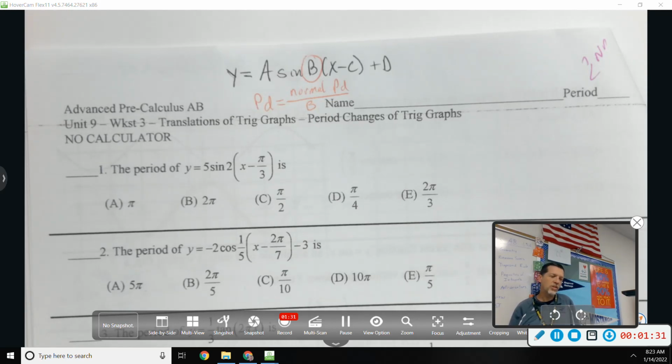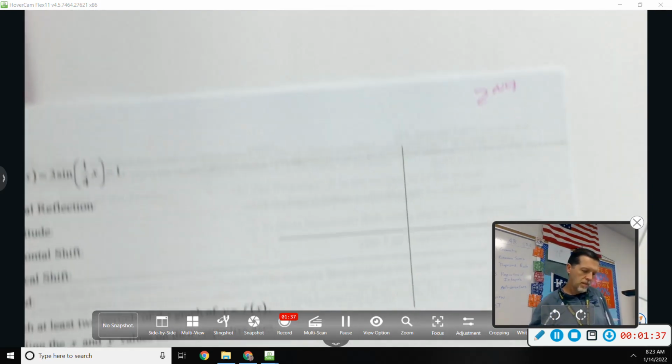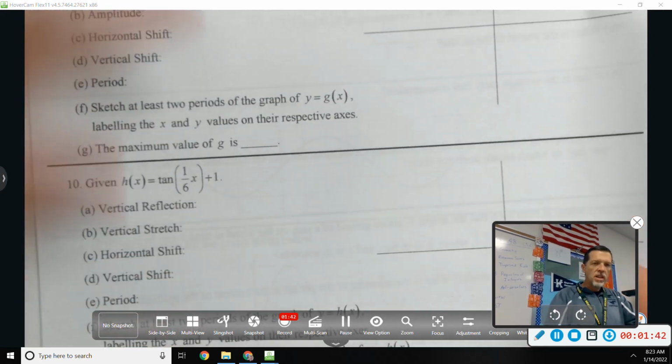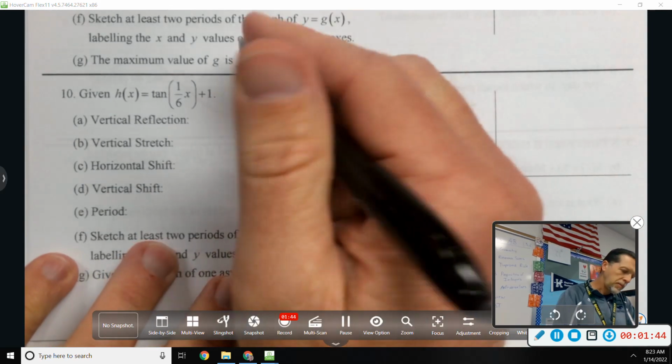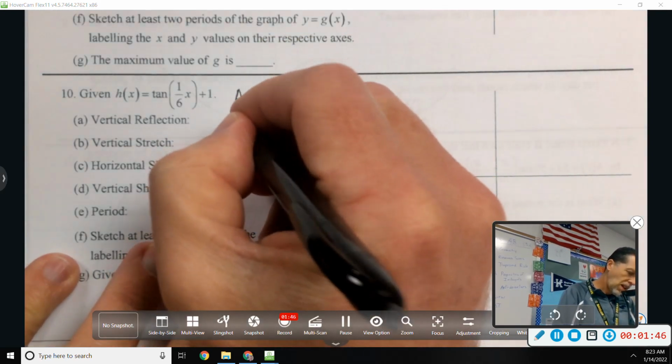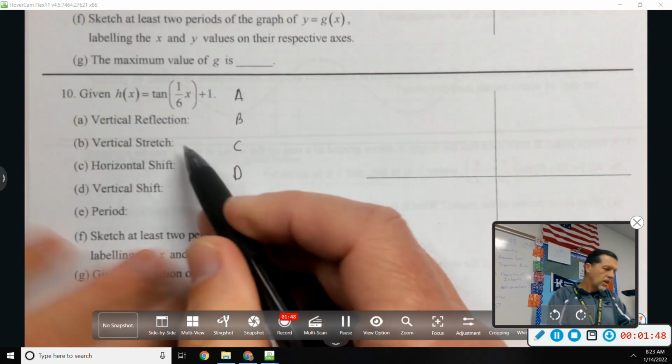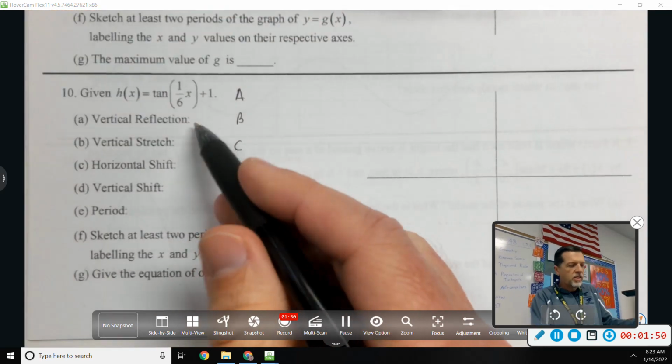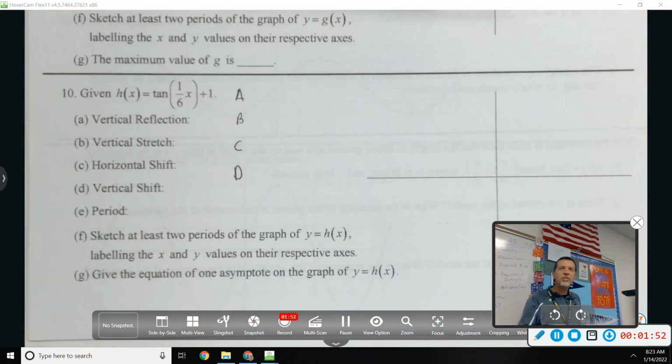So do you have questions from worksheet 3? Should we do some of these? Yes, number 10. All right. Now, the test is going to ask these questions. I still want to think of it in terms of A, B, C, D, D, C, B, A, and then we'll answer the questions as we need to.